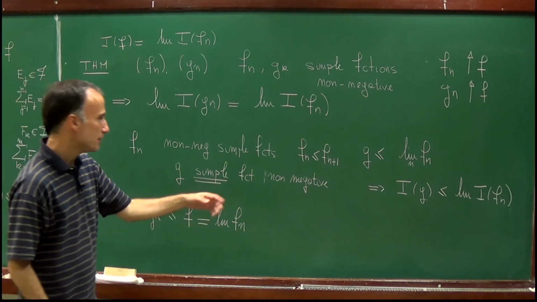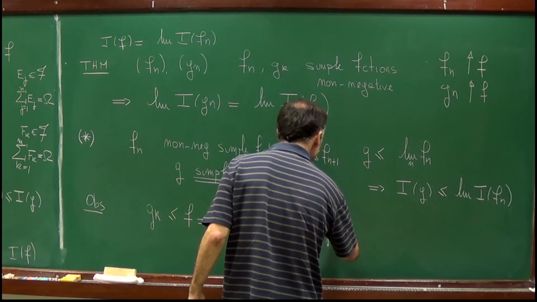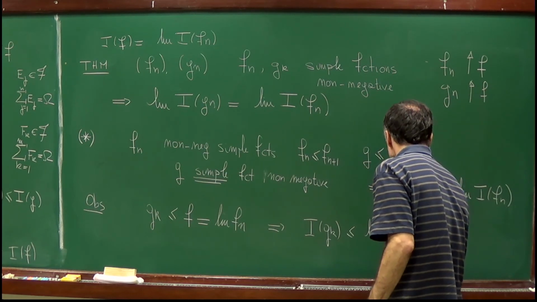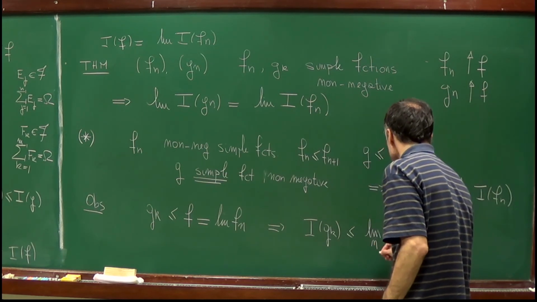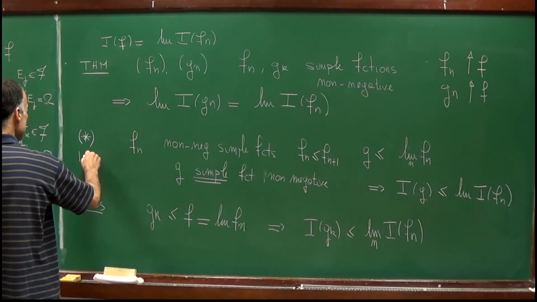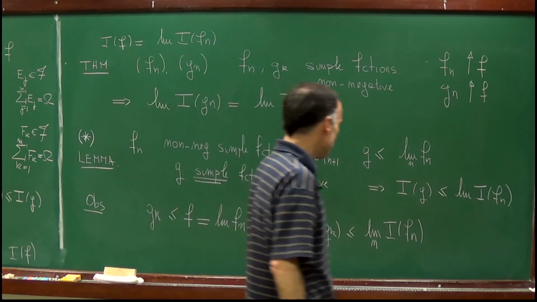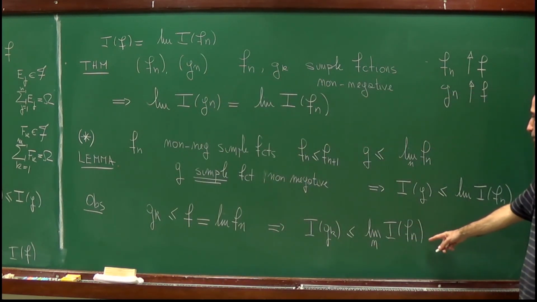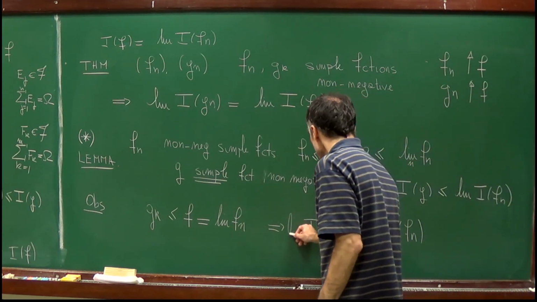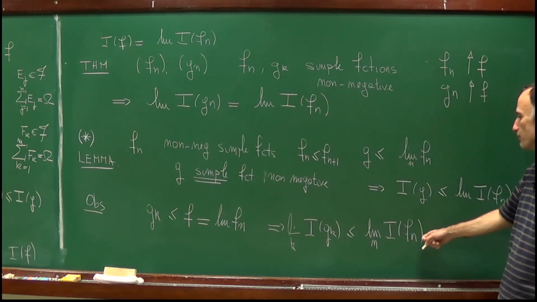We just proved it. Then it follows that the integral of gk, by this observation or by this lemma, is smaller than the limit of I of fn. Let me call this a lemma just to identify it. So the lemma is stating that I of gk is smaller than the limit of I of fn. And this is true for any k, so I can take the limit in k and deduce that the limit of I of gk is less than or equal to the limit of I of fn.